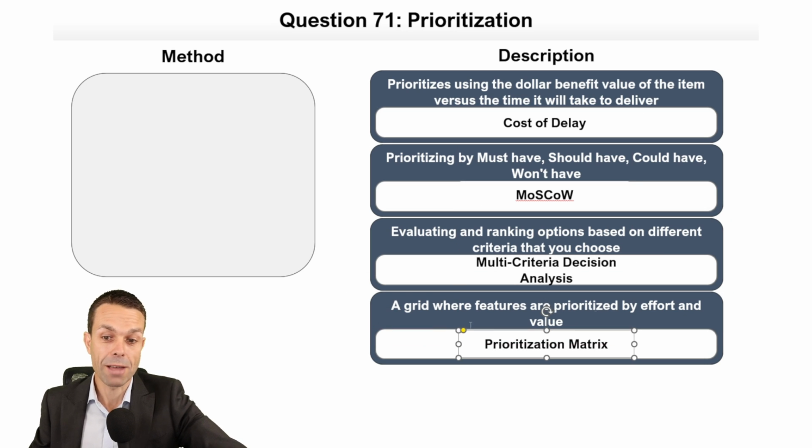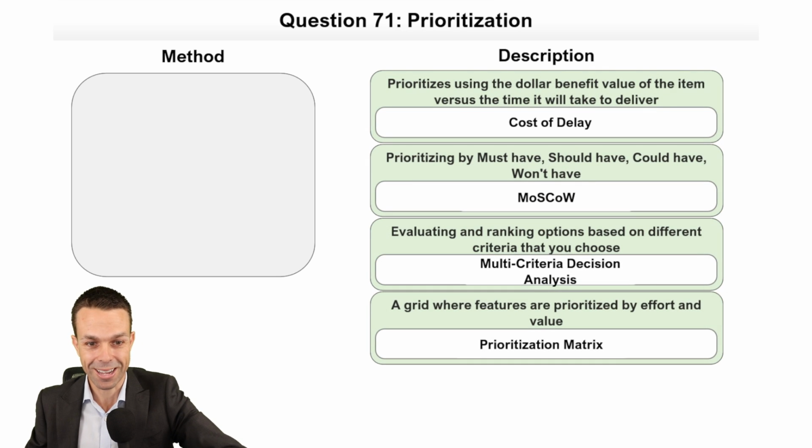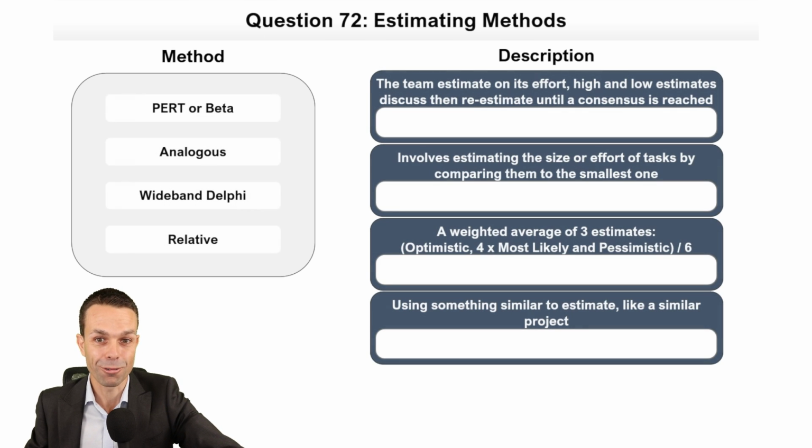And prioritizing by effort and value, that's going to be our prioritization matrix. Okay, let's quickly check. That seems to be correct. How did you guys go with that one? A good way to start us off.